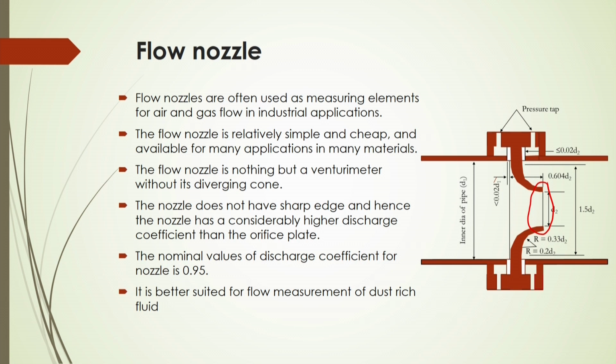Here the design of the flow nozzle is given: what should be the distance, what is the diameter of the flow nozzle, and what should be the minimum percentage of that diameter relative to the main pipe of the flow nozzle system. It is given in this figure, so you have to follow this design to actually design a new flow nozzle device.